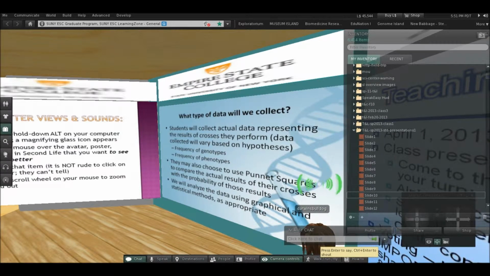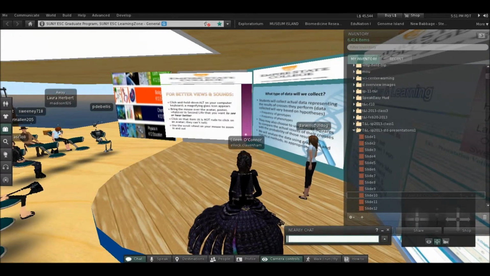And we'll also then aggregate the class data so that we can look for bigger trends like linkage or independent assortment. Those are things that we would see on the class scale. And that's about it.